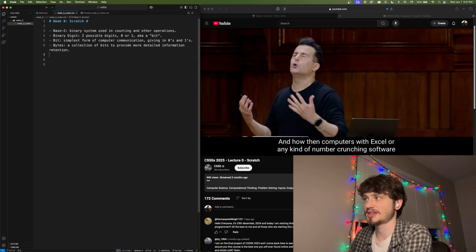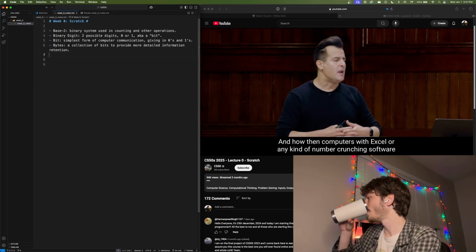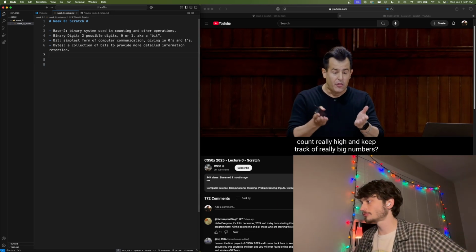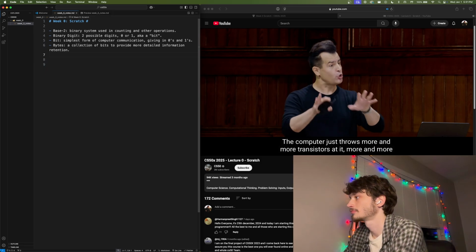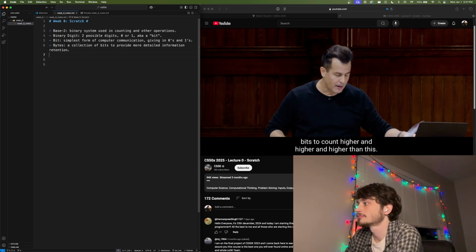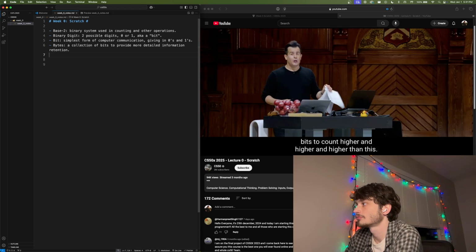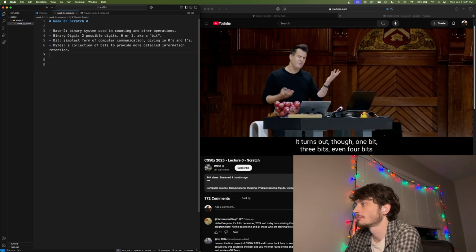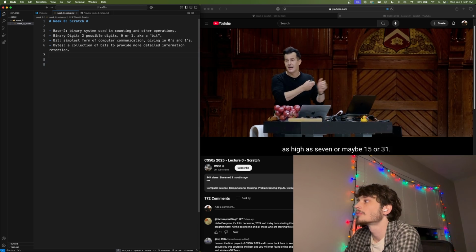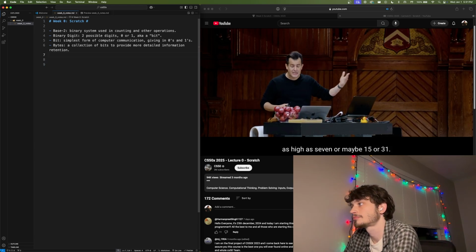And how then do computers with Excel or any kind of number crunching software count really high and keep track of really big numbers? The computer just throws more and more transistors at it, more and more bits to count higher and higher and higher than this. Turns out though, 1 bit, 3 bits, even 4 bits aren't that useful in practice, because you can literally count as high as 7 or maybe 15 or 31.